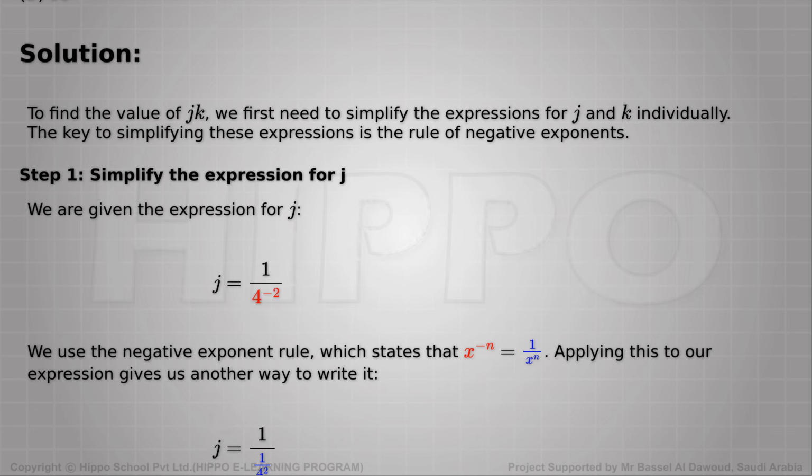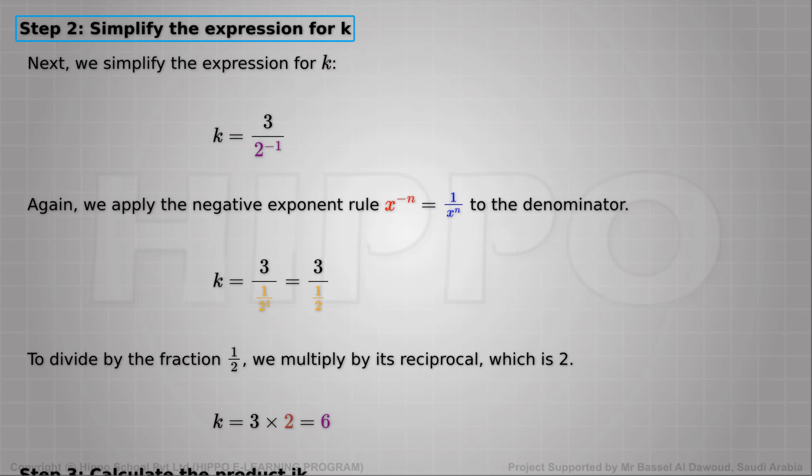Now we just need to calculate. 4 squared is 16. So we have 1 divided by 1/16. Dividing by a fraction is the same as multiplying by its reciprocal. The reciprocal of 1/16 is 16. So j is simply 1 times 16, which gives us 16. We've successfully simplified j. Next up is k.